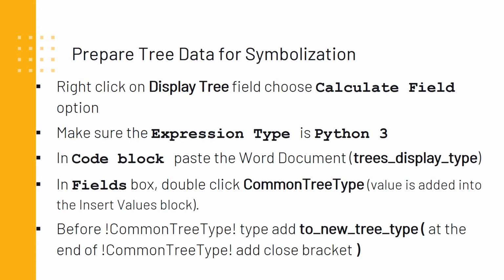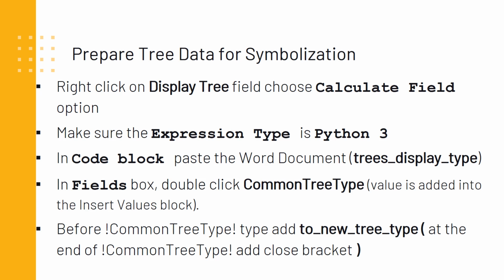Now we're ready to populate the new display tree field. To do this, we're going to make sure the attribute table is opened. Right-click on Display Tree Field Name. It's going to bring up a pop-up. Choose the Calculate Field option. You're going to make sure the expression type is Python 3 because the script we copied is a Python script.